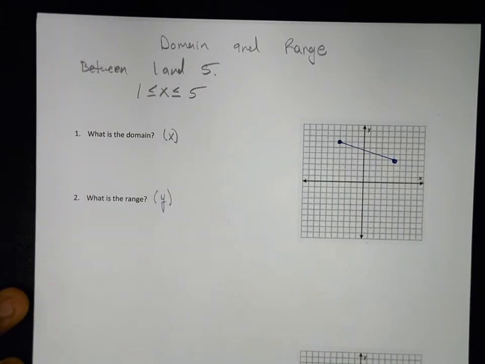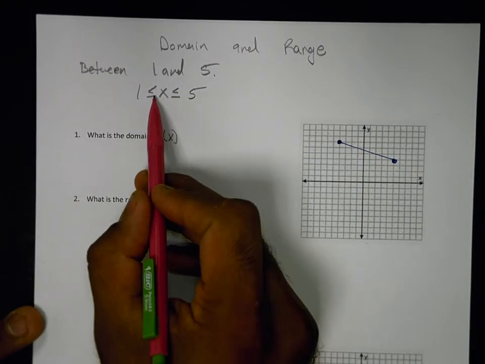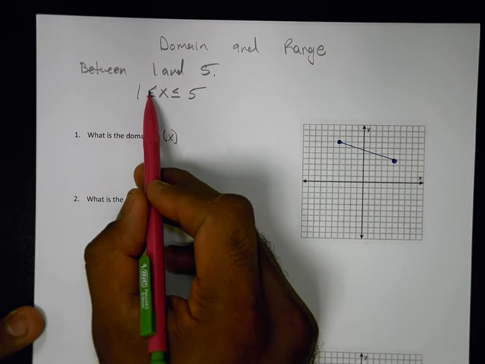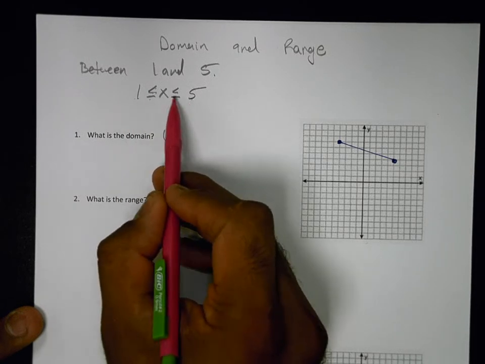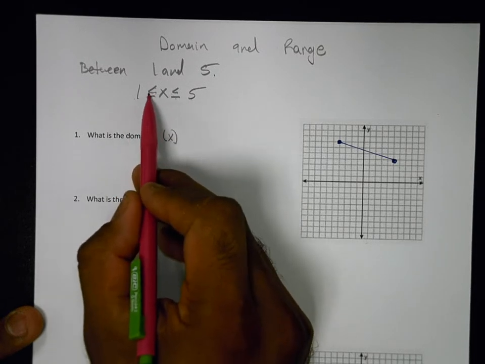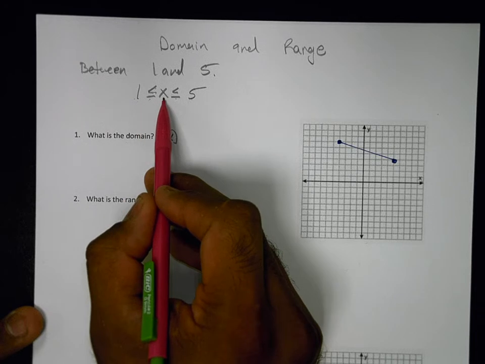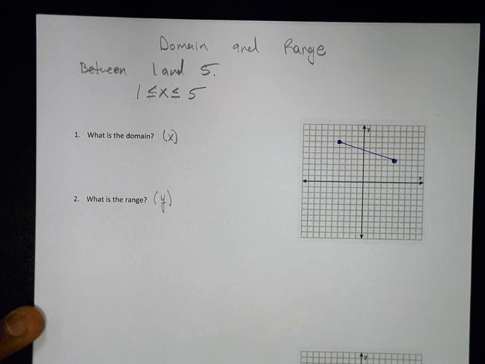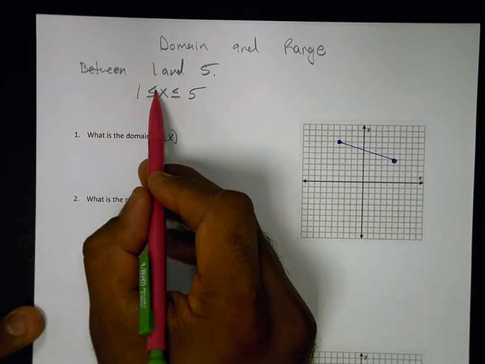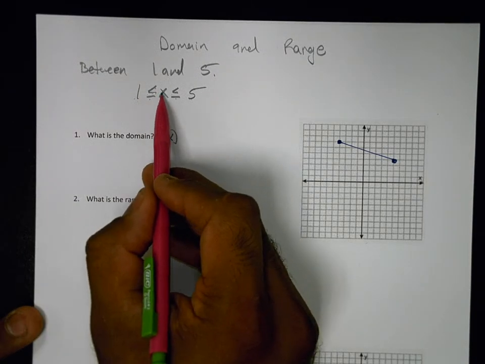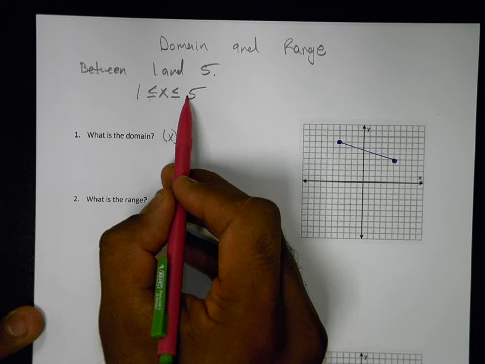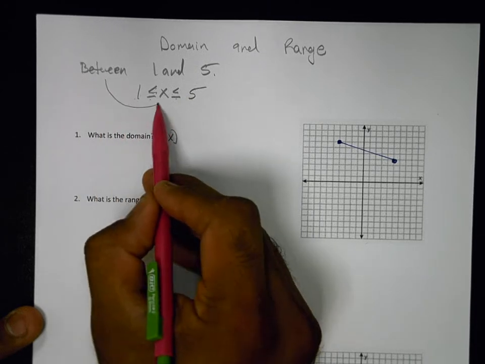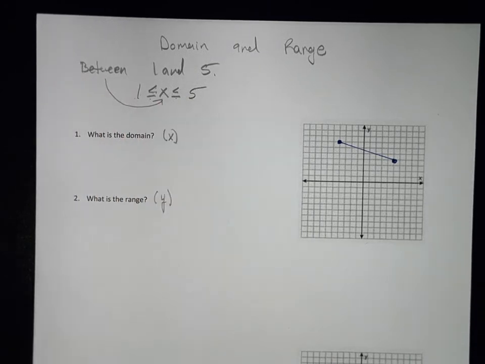So x represents the number. This says the x's are greater than this number and smaller than that number. So I would read it as 1 is less than or equal to x, and x is less than or equal to 5. All right. So remember, the open side goes to the larger side. You can see here the x is bigger than the 1, but it's smaller than the 5. And that's basically how you write between. So we're going to use that to write our answers.